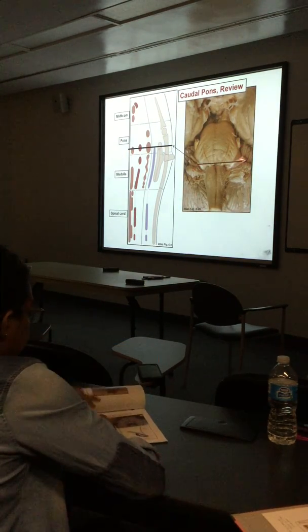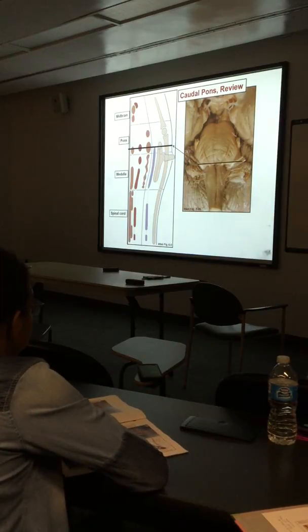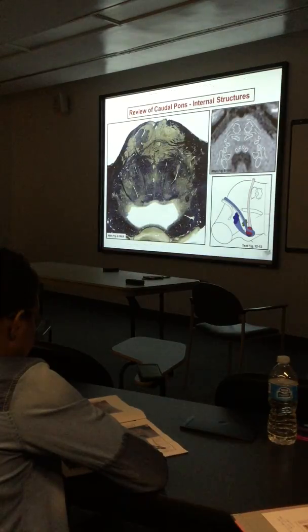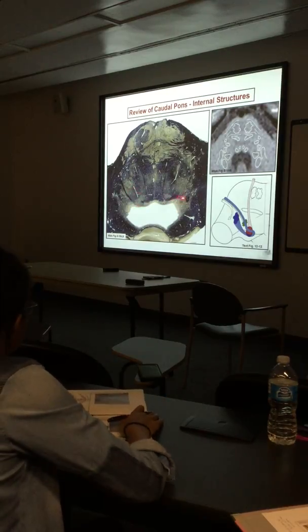So let's look here just for a minute, which is the caudal part of this junction of the pons and the medulla. And this is what we saw: an abducens nucleus, motor facial right here, abducens, a little bit of motor facial right in this area here.